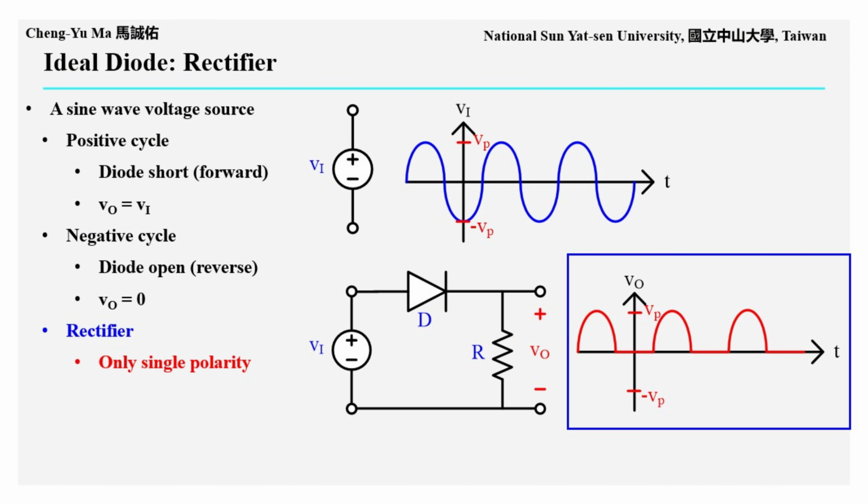As a result, the output waveform VO contains only the positive polarity portion, as shown in the diagram. A circuit that converts a voltage with both positive and negative polarities into a single polarity voltage is called a rectifier.